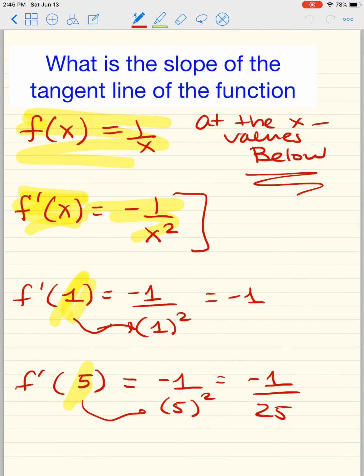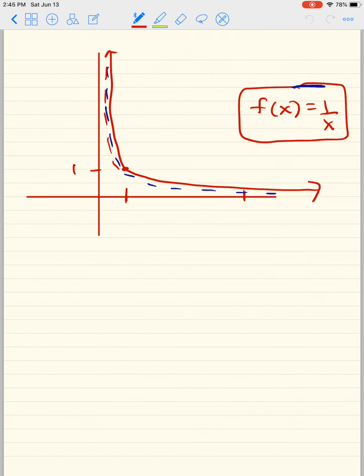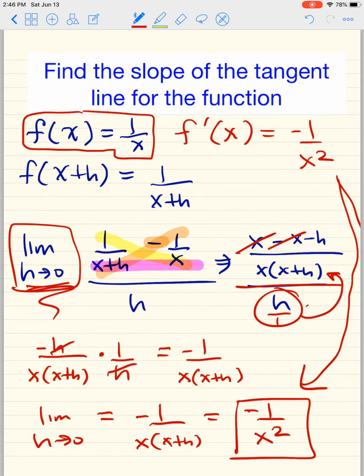Now, at positive 1, the slope is negative 1. When you get down to somewhere like, let's say, 5, you get negative 1 over 25, right? So that means 1 up 25 over. So it looks like this, but obviously it's in the other direction since it's negative, and that's that slant there. So I hope this made sense.